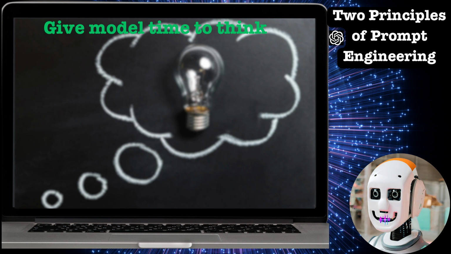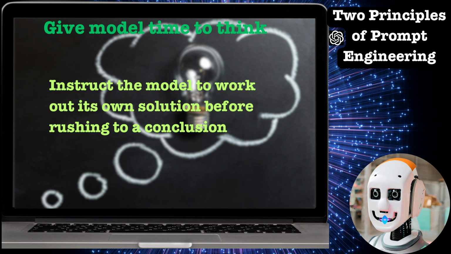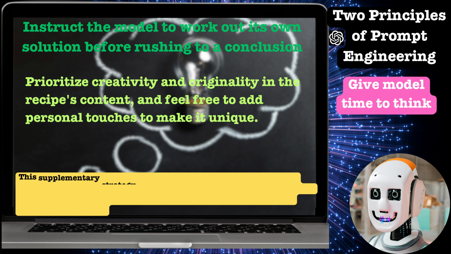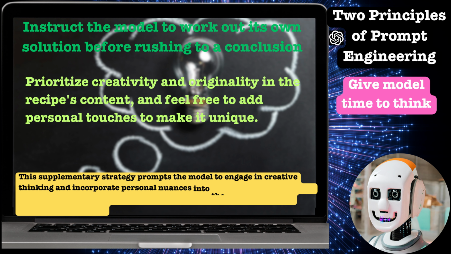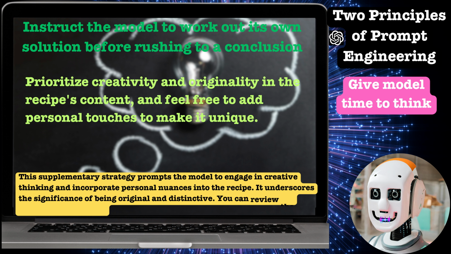Let's talk about another principle of prompt engineering named give the model time to think. Instruct the model to work out its own solution before rushing to a conclusion. This supplementary strategy prompts the model to engage in creative thinking and incorporate personal nuances into the recipe. It underscores the significance of being original and distinctive. You can review the prompt on the screen.